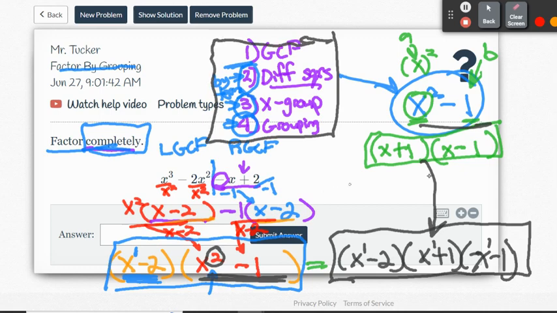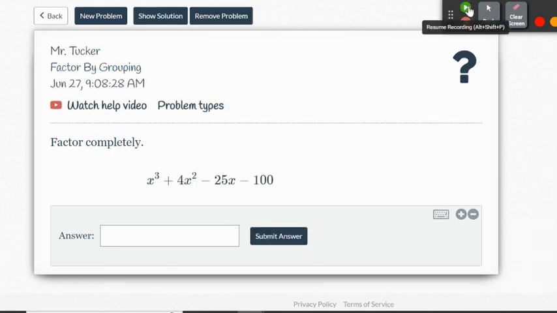All right, so we've got another factor by grouping problem. It's going to work out similar to the last, where we recognize there's 4 terms. There's no overall greatest common factor, so we go ahead and split it in half. Look for a left-hand common factor, so ignoring the right-hand side for a moment, and that's going to be an x squared, very similar to the last problem.